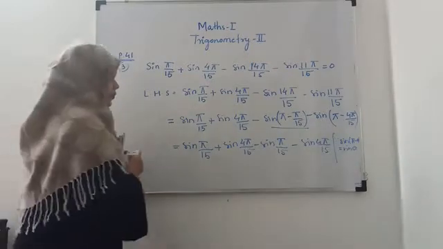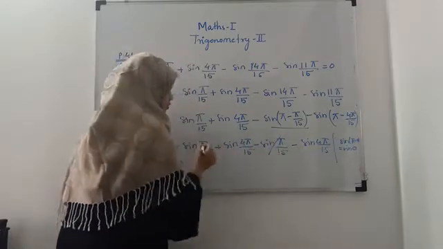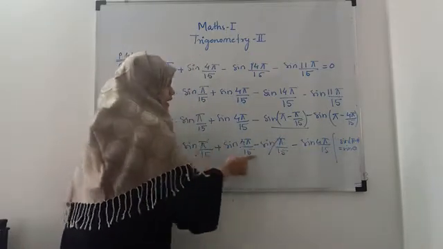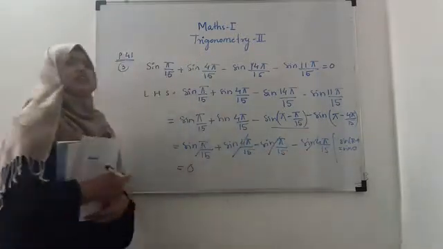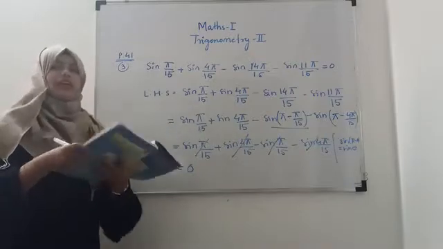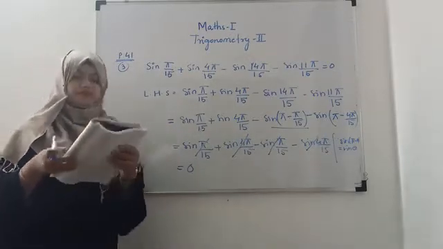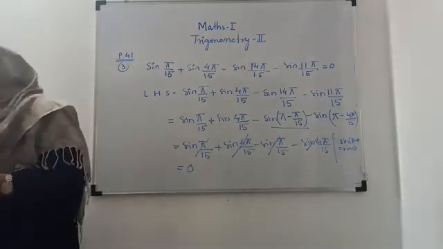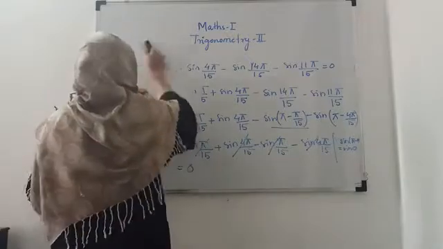Now sin pi upon 15 minus sin pi upon 15 will get cancelled, this and this will get cancelled, and you will be left with 0. This is a very simple problem, it can come for 2 marks. Now the second one. I'll solve the second one also on the board, and the third and the fourth are for your homework.